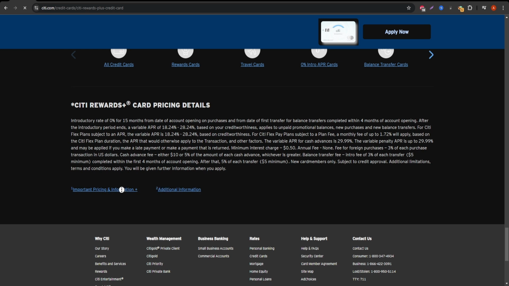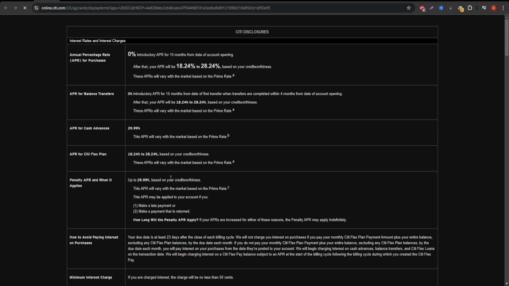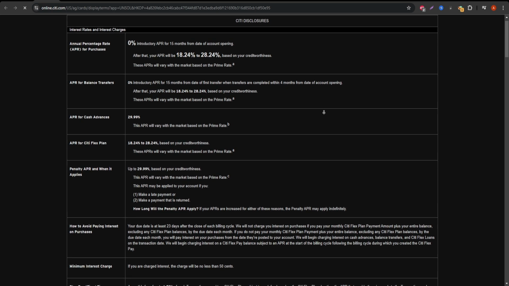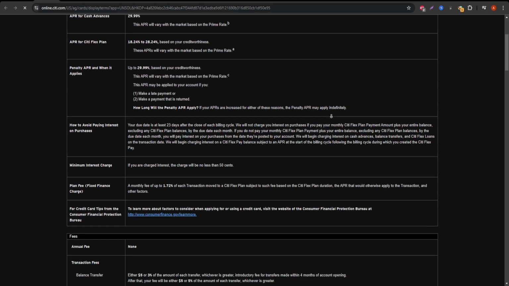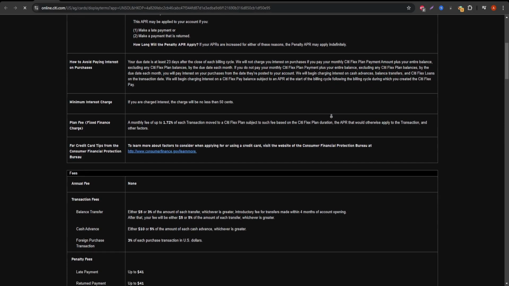In terms of disadvantages, some users may find the limited 2x categories a drawback, especially after reaching the $6,000 cap on groceries and gas stations. Also, the foreign transaction fee can be a deal-breaker for travelers. But if you mostly shop domestically and love the idea of rounding up your rewards on small purchases, these downsides might not matter to you.